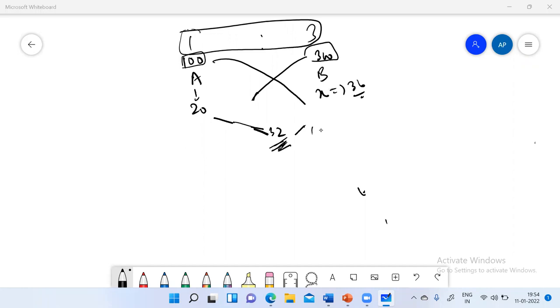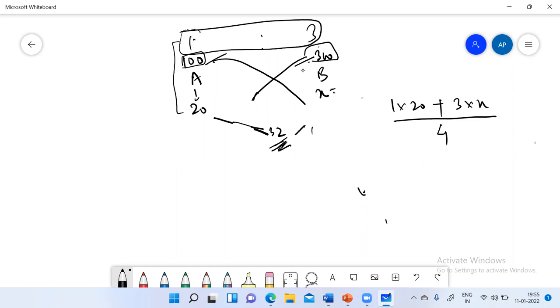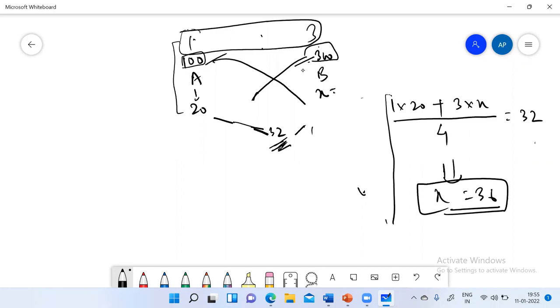Which method, Suchismita? I was doing it the normal average way. Yes, sir, the normal numerical way, I think. So in the normal numerical way, I took the average of B as X, and there were 100 members and 300 members of A and B, so I just took 1 and 3. The total value of A is 1 into 20, the total value of B is 3 into X, divided by the total number of observations, which is 4. It should be equal to 32, and I solved this to get X equal to 36. Okay, Suchismita?